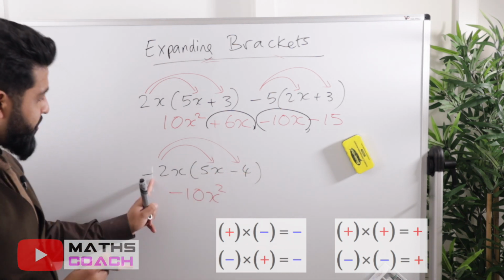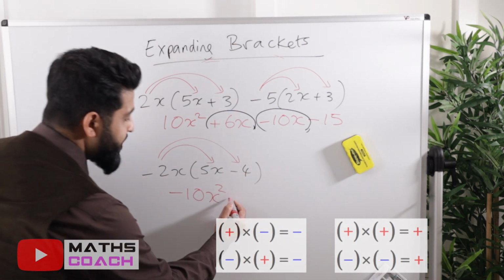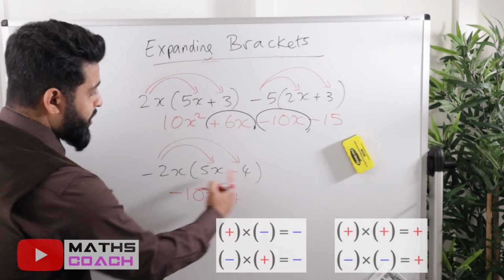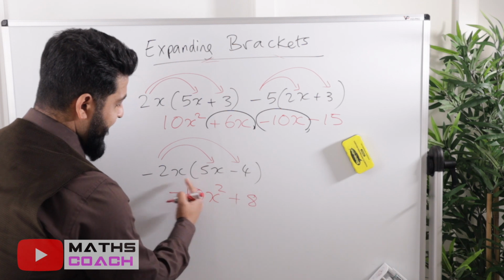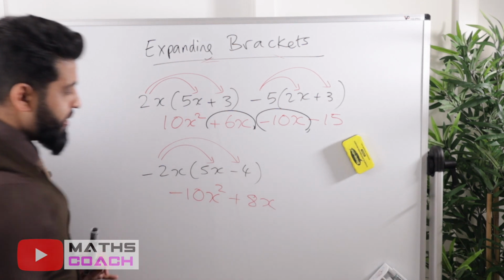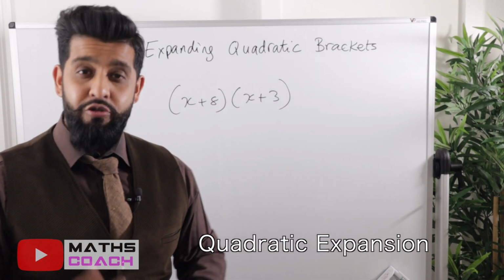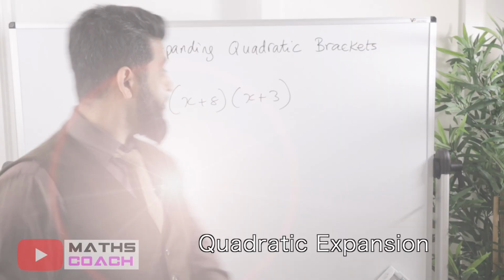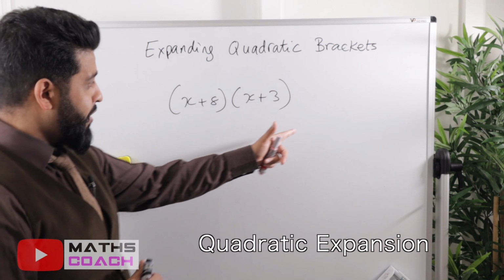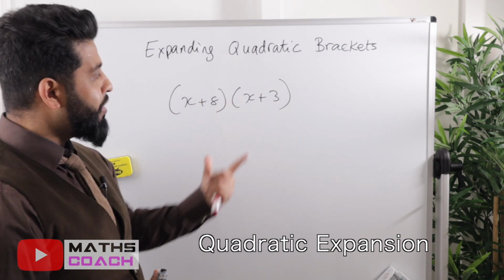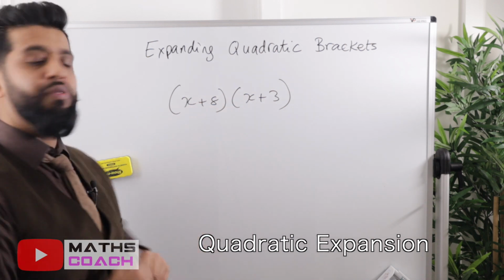Now, two minuses, when they multiply, produce a positive. So therefore, we will do 2 times 4, which is 8, and there's only one x here, so it's plus 8x. All right, so now we move on to expanding quadratic brackets or double brackets. Now you'll notice, unlike the previous example, there is no plus or negative sign in between the two brackets. The brackets are multiplying with each other.